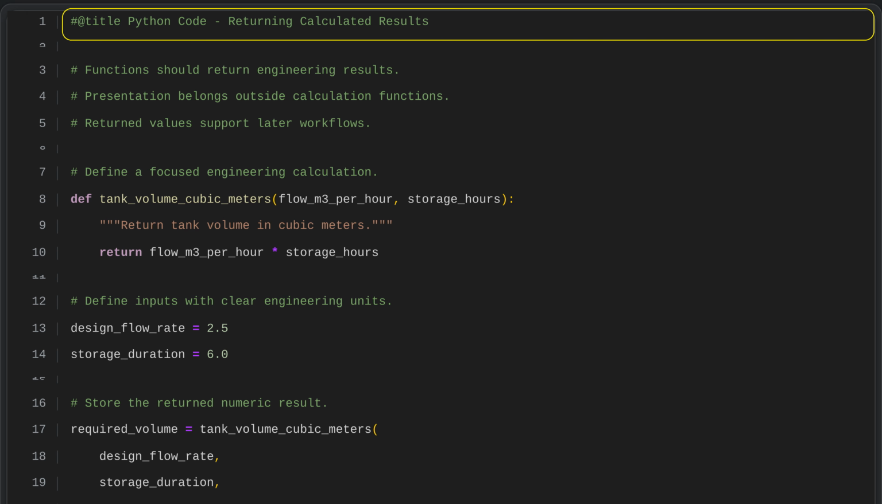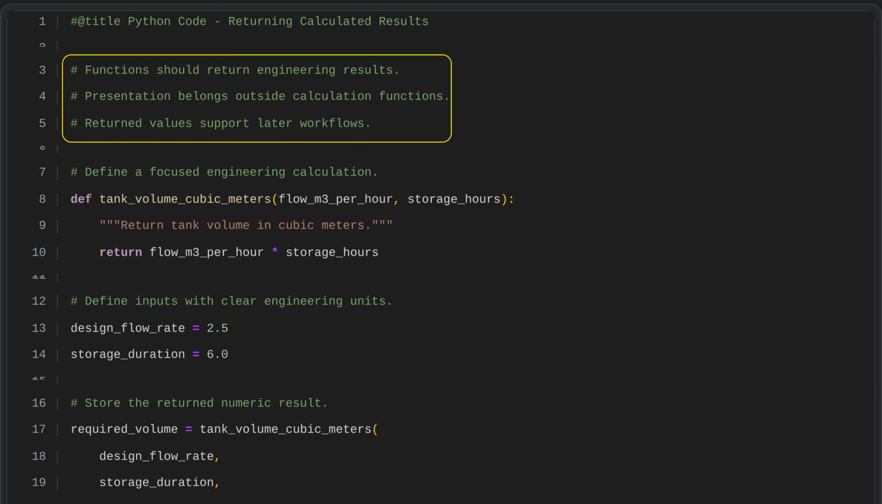Python code, returning calculated results. Calculation functions should focus on returning engineering results, not handling presentation. Keeping presentation separate makes the results easier to reuse in later workflows.